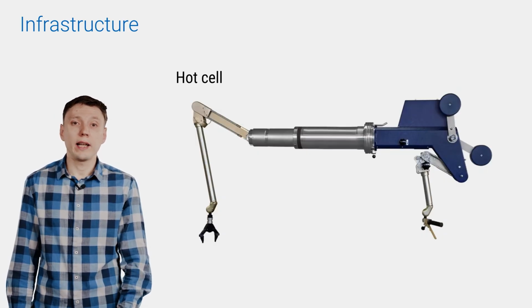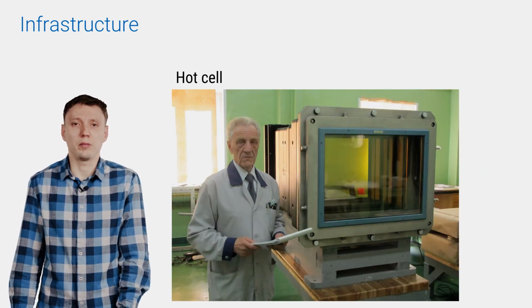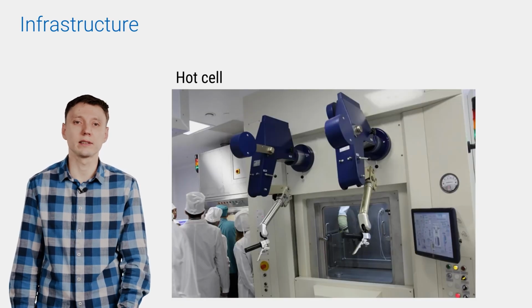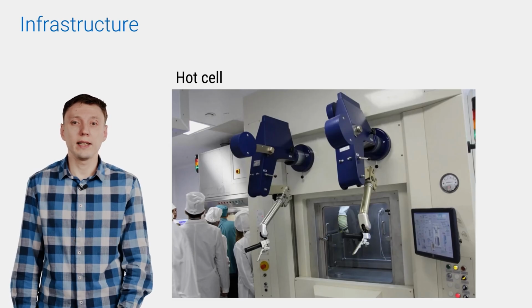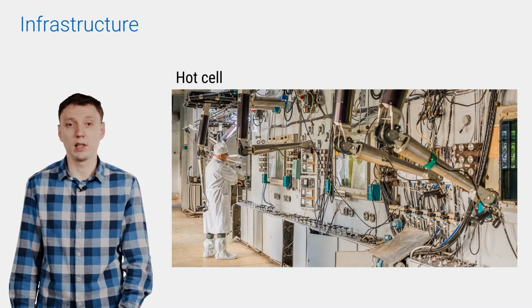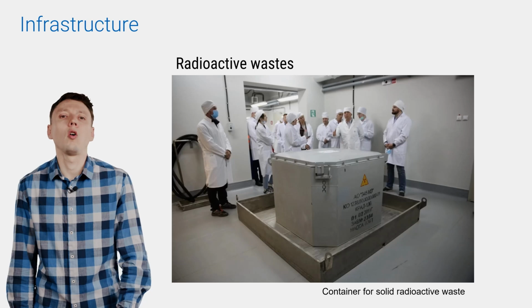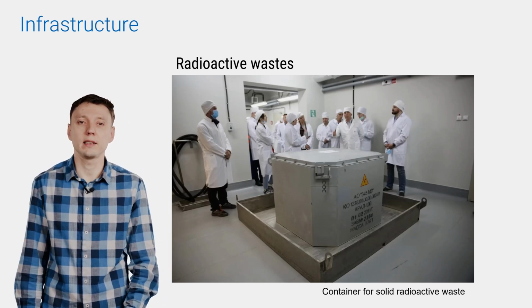By the way, they are called hot not because of high temperature, but due to the very high radioactivity of the materials in use. Typically, hot cells are located in close proximity to the reactor in the same building, but sometimes in distant buildings.